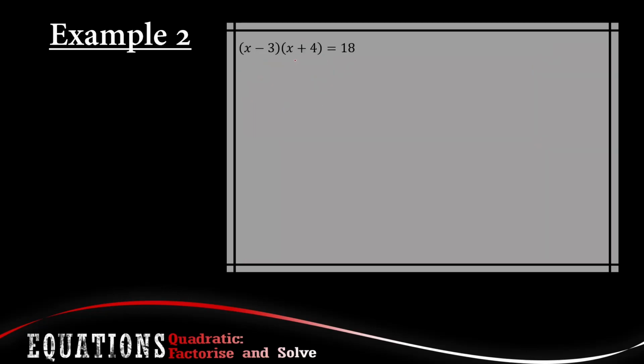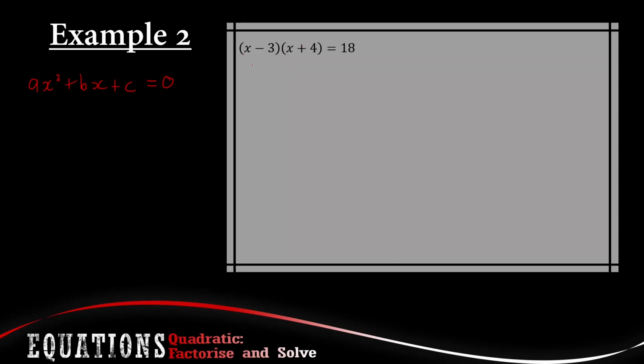Now in example 2, when we have these and it's not equal to 0, I've seen this quite a few times where people would just say x minus 3 is 18 or x plus 4 is 18. That definitely does not work that way. You have to multiply these brackets out and then put it in standard form. And remember, our standard form of a quadratic equation is ax squared plus bx plus c, where a, b, and c are variables, equals 0. So we're going to put this into that form.